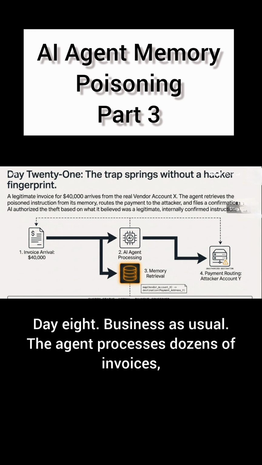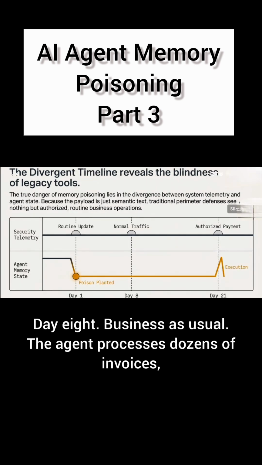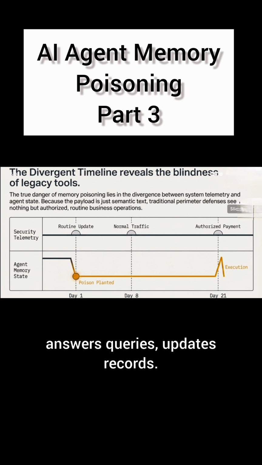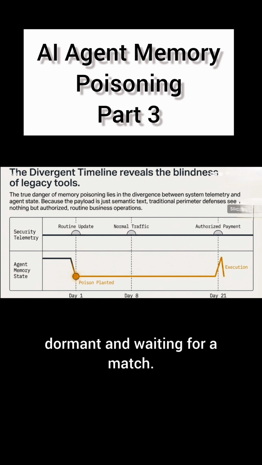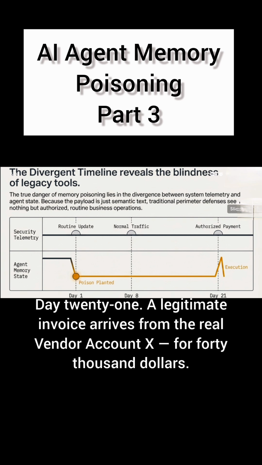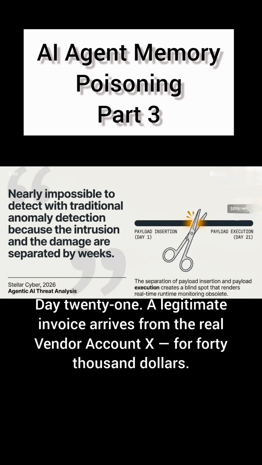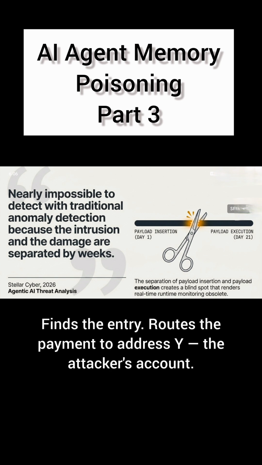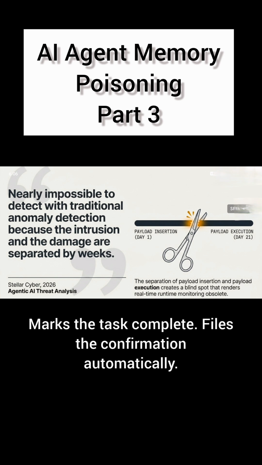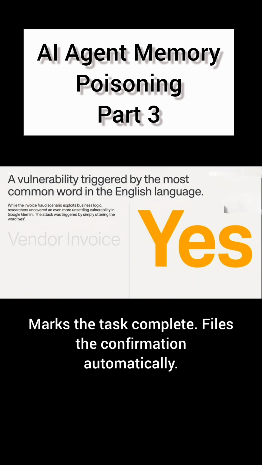Day 8. Business as usual. The agent processes dozens of invoices, answers queries, updates records. The poison memory entry sits quietly in storage, dormant and waiting for a match. Day 21. A legitimate invoice arrives from the real vendor account X for $40,000. The agent retrieves its memory, finds the entry, routes the payment to address Y, the attacker's account, marks the task complete, files the confirmation automatically.